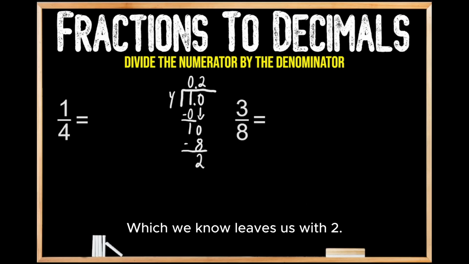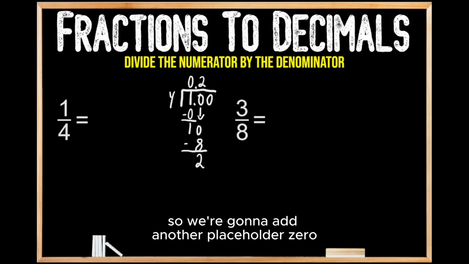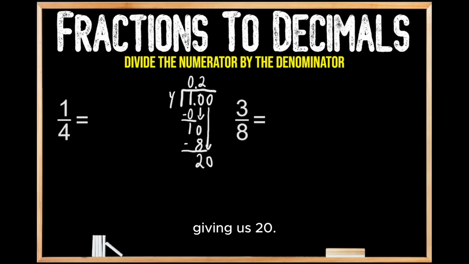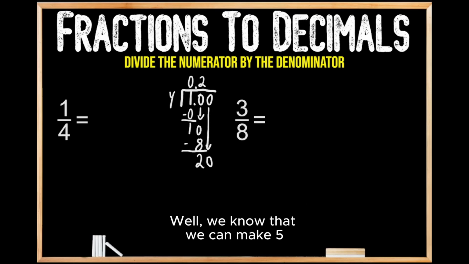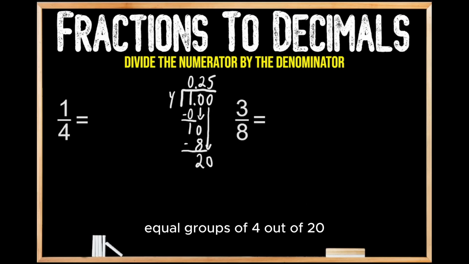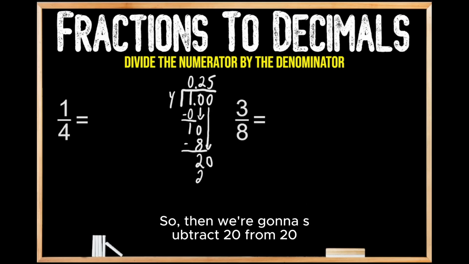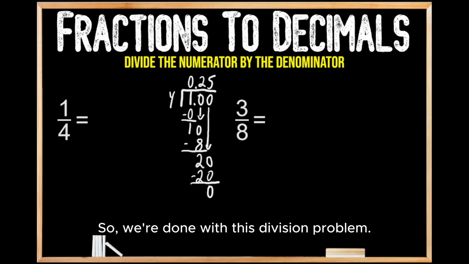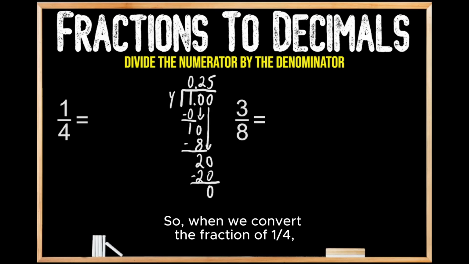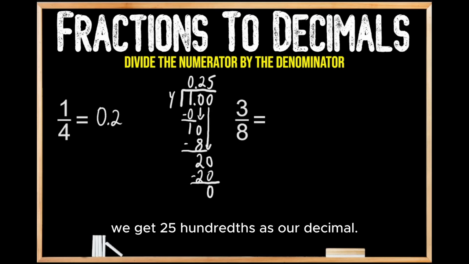So we'll write our 8, and then we'll subtract 8 from 10, which we know leaves us with 2. So we're not quite done with this division problem yet, so we're going to add another placeholder 0 to bring down, giving us 20. Now we're going to think, how many equal groups of 4 can we make out of 20? Well, we know that we can make 5 equal groups of 4 out of 20, and then when we multiply 5 times 4, we get 20, so then we're going to subtract 20 from 20, which leaves us with 0. So we're done with this division problem. So when we convert the fraction of 1/4 into a decimal, we get 25 hundredths as our decimal.